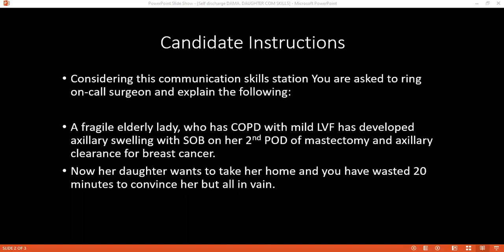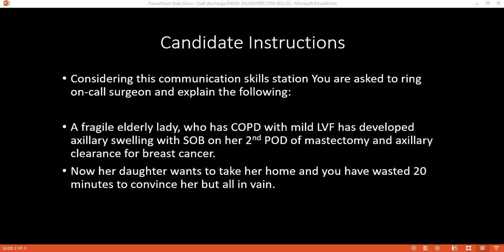What will be your plan of action for this complication? For this patient, it will be best for her to be under observation at the hospital in case the swelling grows and the drain volume increases. She might need exploratory surgery.